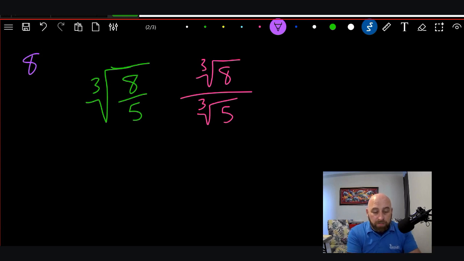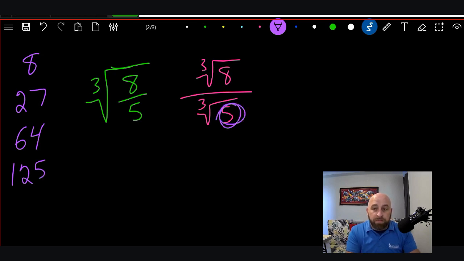So 8 is a perfect cube. What is the perfect cube of 3? Well, that's 27. What is the perfect cube of 4? Well, that's 64. What is the perfect cube of 5? 125. Now, I want you to notice, sometimes the perfect cube is just that number cubed. So 2 times 2 times 2, or 5 times 5 times 5. That's what this is in this case, because watch.